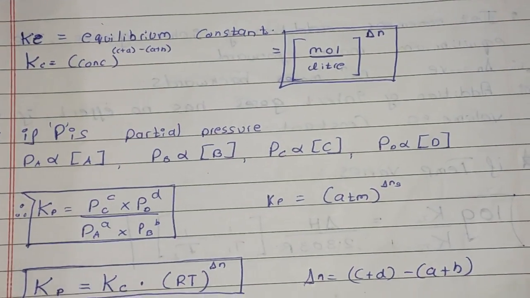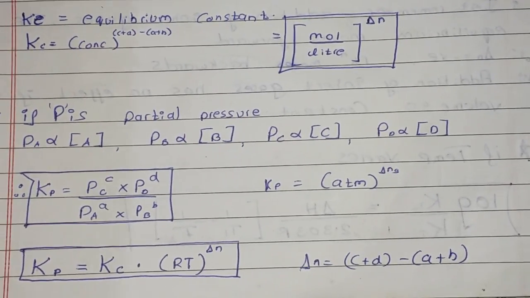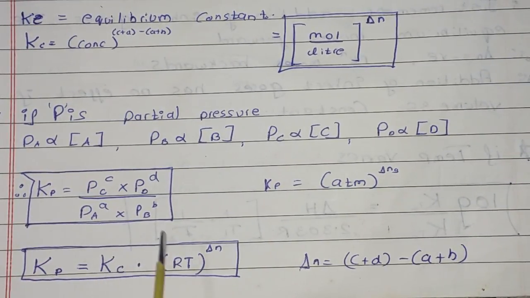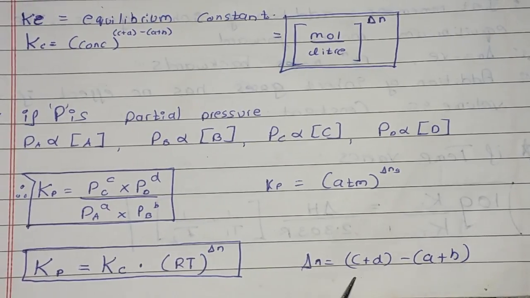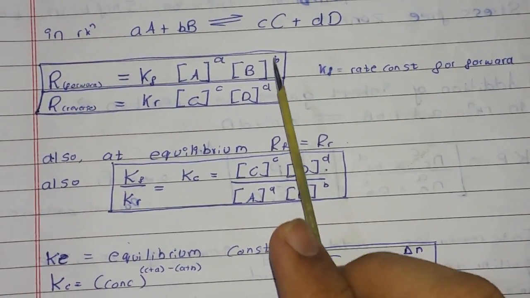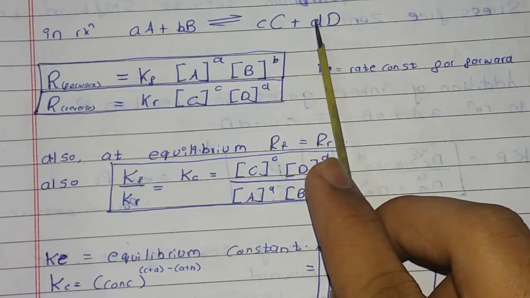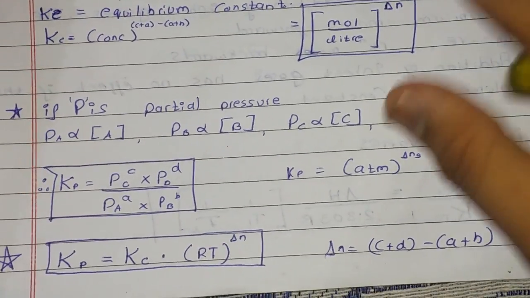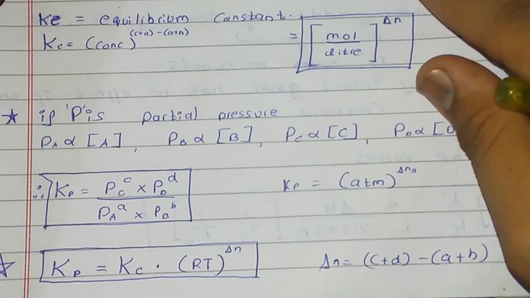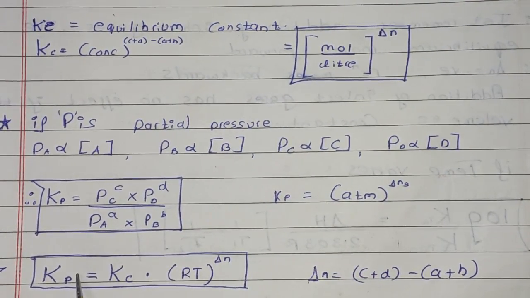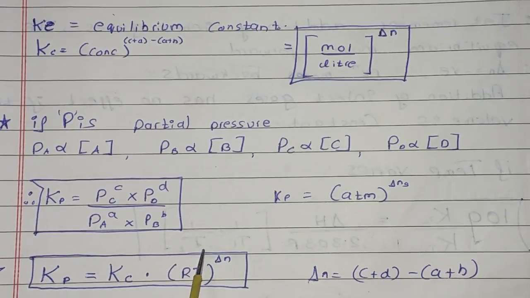And now, what is the relation between Kp and Kc? You can see here in the next line. Kp equals Kc into (gas constant times temperature) the whole raised to delta n, where delta n equals C plus D minus A plus B. What is C plus D minus A plus B? That is the change in number of moles: total number of moles in products minus total number of moles in reactants. So we can say the relation between Kp and Kc is Kp equals Kc into RT power delta n.